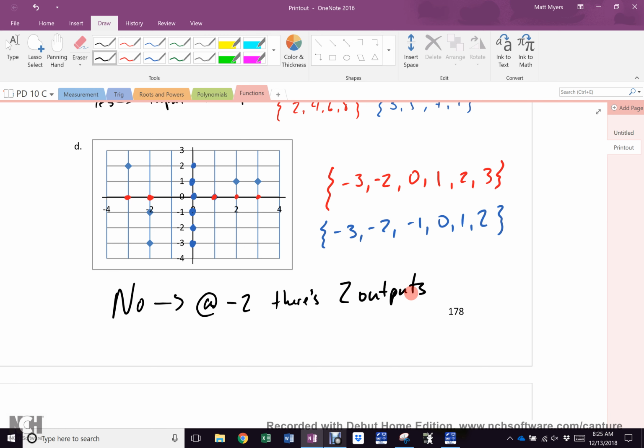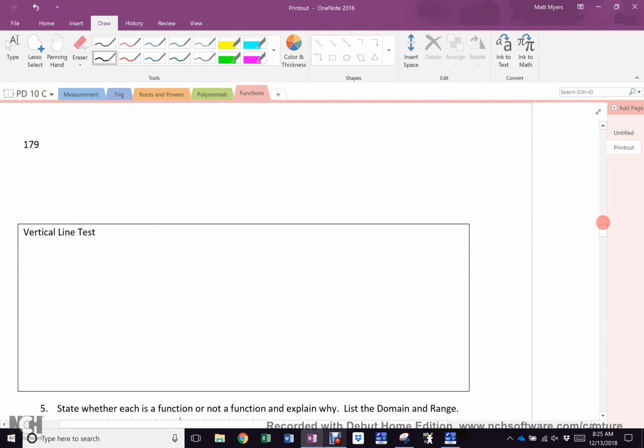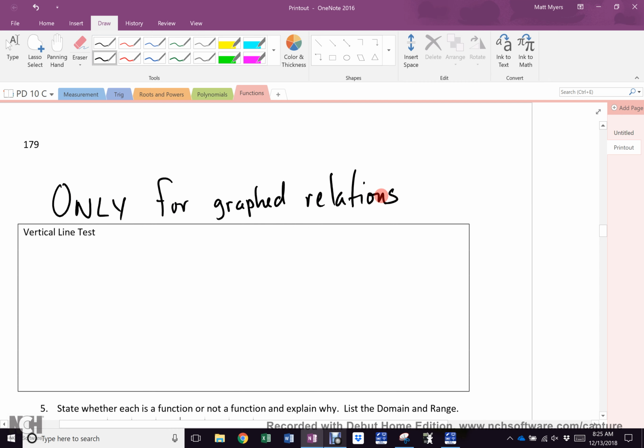Now, what is different between A, B, C, and then D? A, B, C gave you coordinates. D gave you a graph, yes? Right? That's the only difference. So, that opens up this case, the vertical line test. The vertical line test only works for graphed relations. This only works when it's graphed.